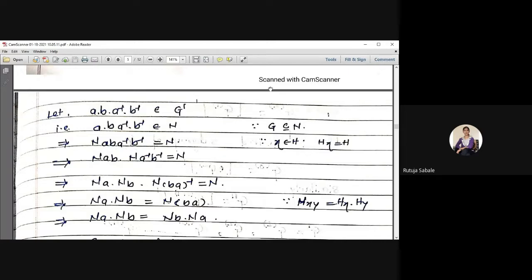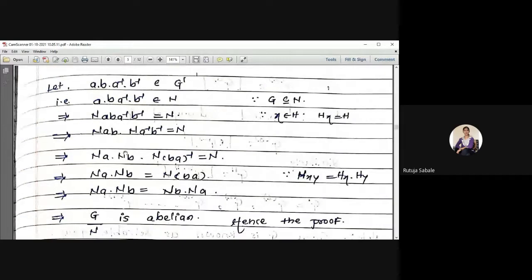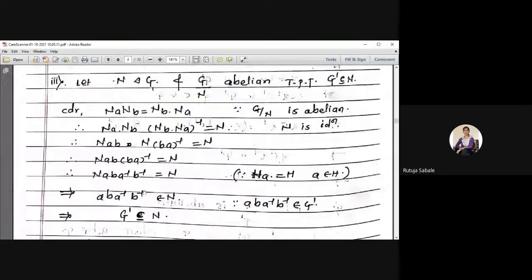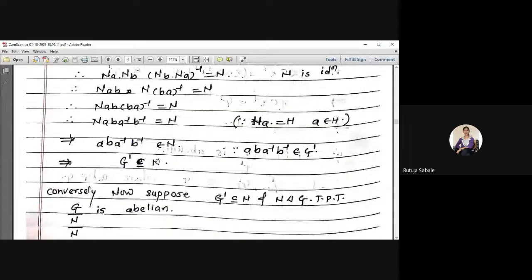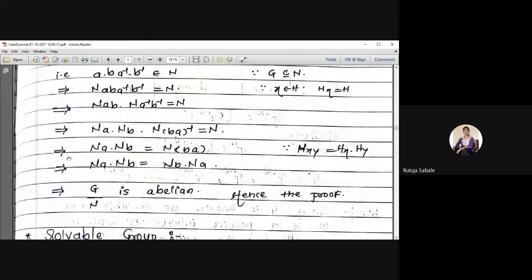Why? Because if x belongs to H, then Hx is equal to H. By using that property, N(A B A inverse B inverse) is equal to N A into N B into N A inverse into N B inverse, which is equal to N. This implies that NA into NB into NA inverse into NB inverse is equal to N. We use all the properties and take the reverse steps. Thus NA into NB is equal to NBA.